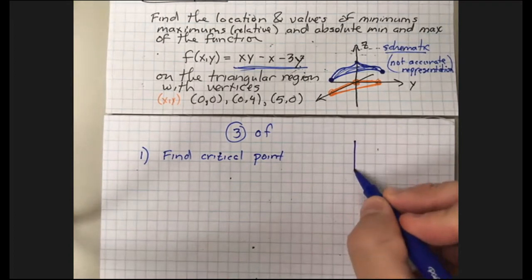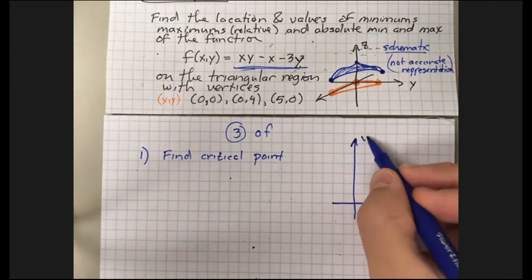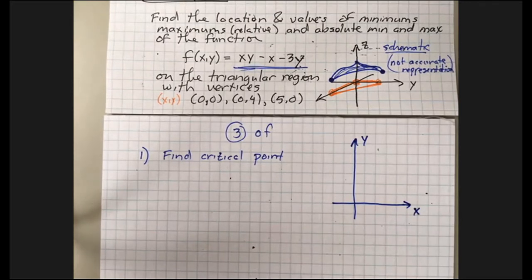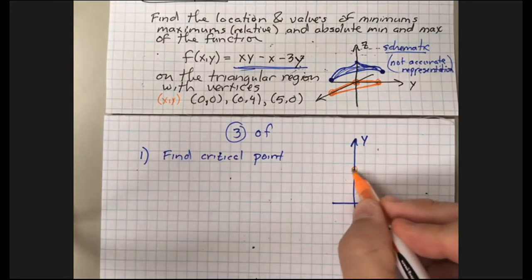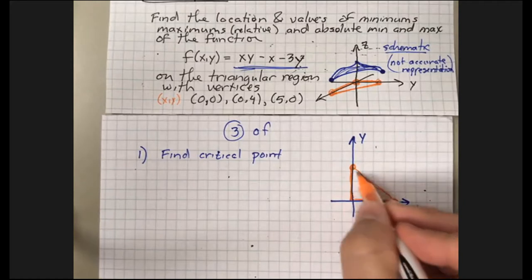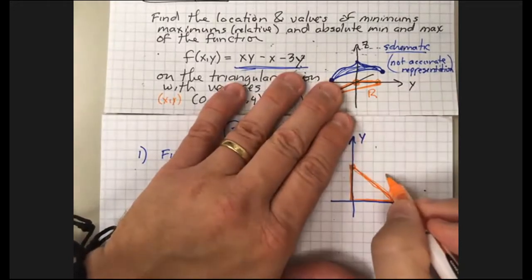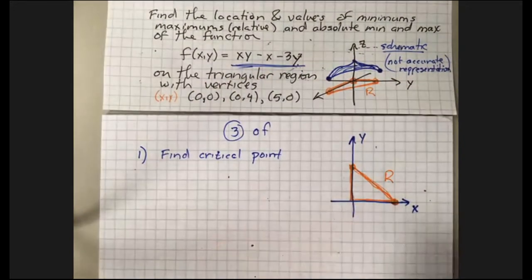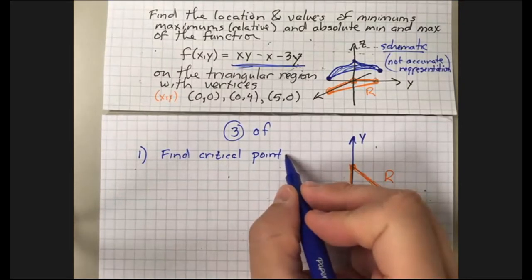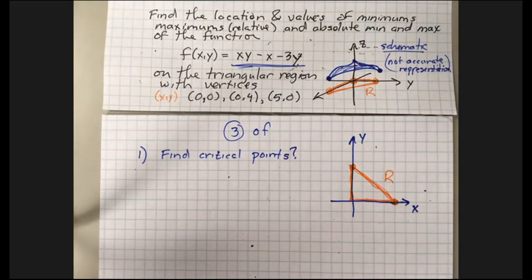Inside this two-dimensional triangle, do we detect any flat places? Remember, x goes from 0 to 5, y goes from 0 to 4. I'm not attaching any particular scale to this, but it's a little bit longer in the x direction than the y direction. We call this triangular region R, if you like. And I want to see if there are any critical points inside that triangle. Flatnesses on the boundary will have to be dealt with on the boundary.